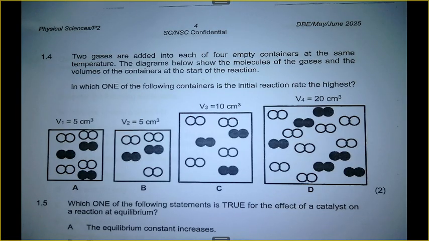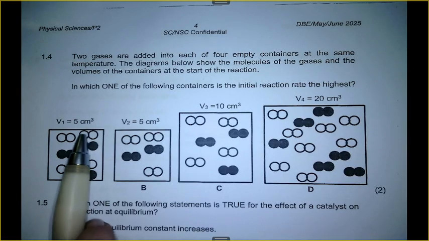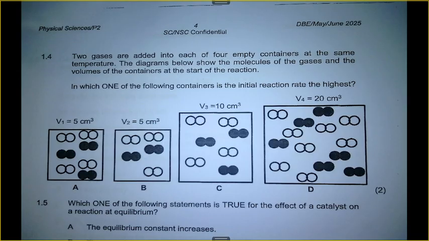1.4. Two gases are added together in an empty container. So they are trying to tell you that two different diatomic gases are added together. They want you to answer in which one of the following containers the initial rate is the fastest.